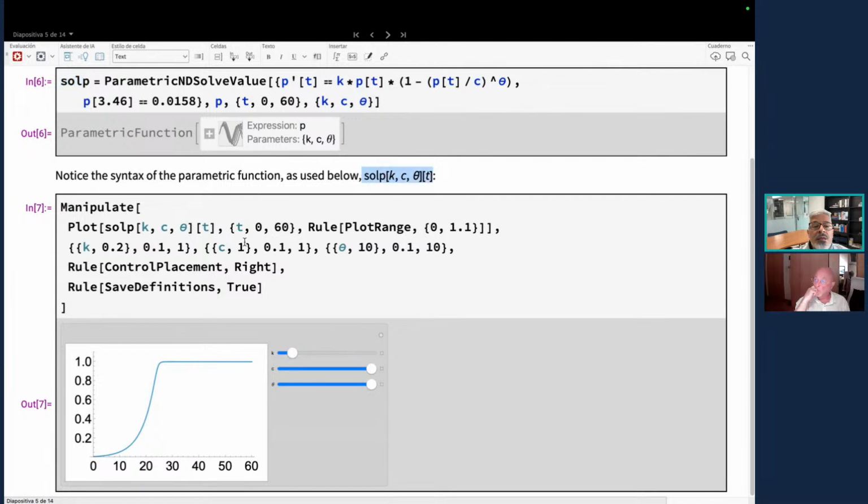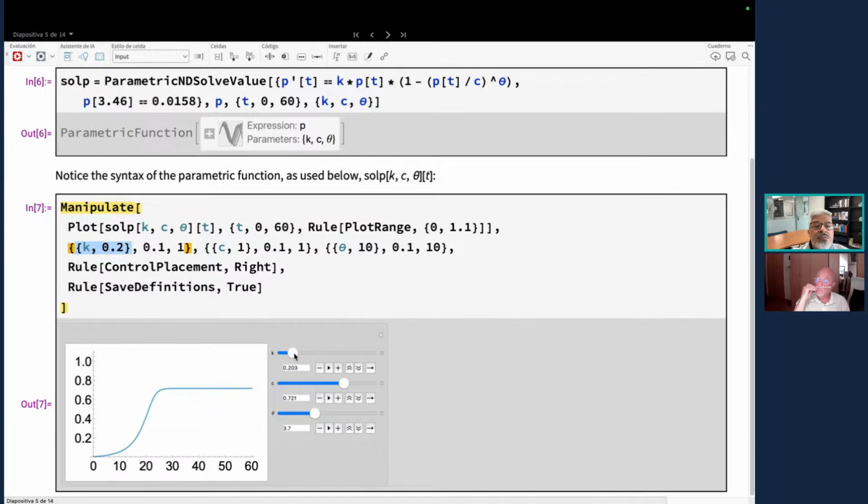We have solved for k, c, and theta as the parameters, and t as the independent variable, right? Then the manipulate starts with a value, for example, k of 0.2, c with a starting value of 1, and theta with a start value of 10. And we can, of course, manipulate those c, k, and theta to see the effect that they have.